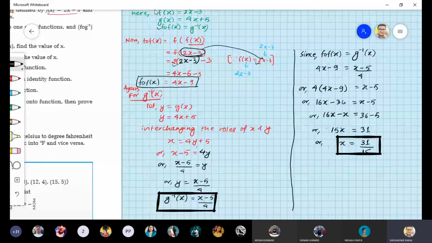The question has given f composite f is equal to g inverse x. So compute the value. 4x minus 9 is equal to x minus 5 by 4. 4 times 4 is 16, 4 times 9 is 36, x minus 5. 16x minus x is equal to 36 minus 5 on the other side. 36 minus 5 is 31. This is the correct answer: x is equal to 31 by 15. Therefore, your solution is x equals 31 by 15. This is your answer.